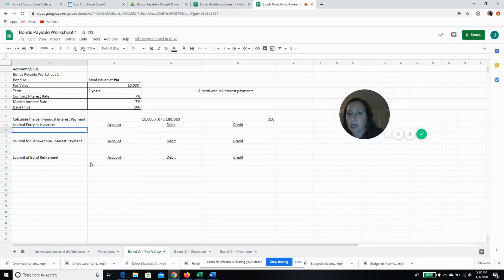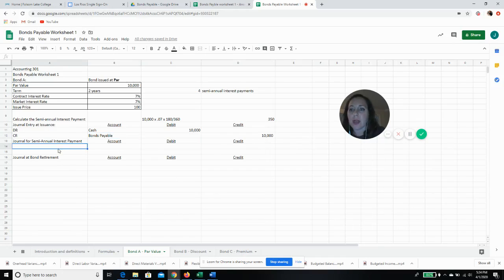So my journal entry at issuance is going to be a debit to cash, because when we issue a bond, the whole purpose is to get cash. So we'll debit cash, and we're going to debit cash for par value because it's a par value bond. Then I'm going to credit bonds payable, and that will be at par as well. Remember, anytime we debit or credit bonds payable, it's always at par value, okay? Cash may change, we may have discounts or premiums, but we will always impact the account bonds payable at par value.